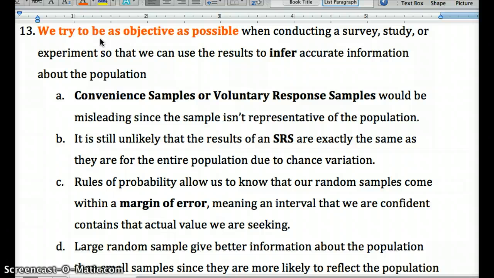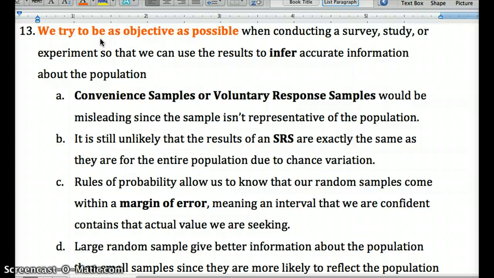And just by chance variation, when we have random samples, we're not going to get the same as they are for the entire population. So by chance, we might choose more females than males. By chance, we might have another lurking variable that's affecting our results. And then later we're going to investigate how the rules of probability allow us to determine a margin of error, meaning an interval that we're confident that we actually have the true value.